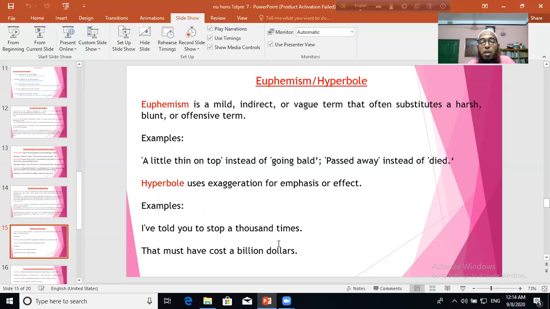As Wordsworth said in Daffodils, I saw at a glance thousands of daffodils. So thousands of daffodils, he did not count. So that is a hyperbolic expression, an exaggeration.